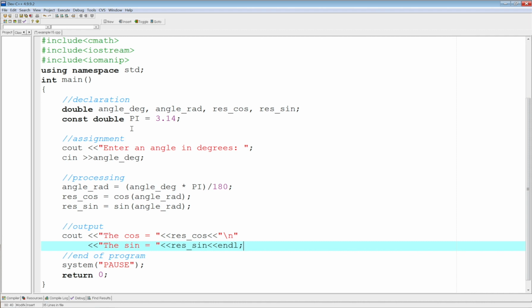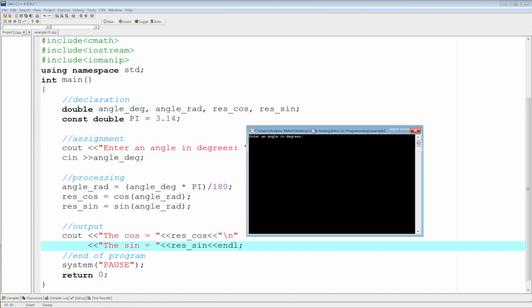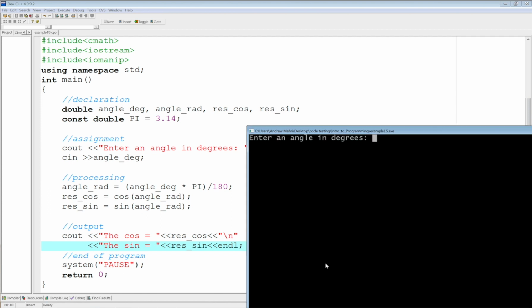Now let's see how this works. So now is a good time to compile and run. There you have it. And it's asked me to enter an angle in degrees. But before that, let me just make sure we have a larger font here so you can actually see the work. I'm going to go to about 36, that's fine. There you go. All right.